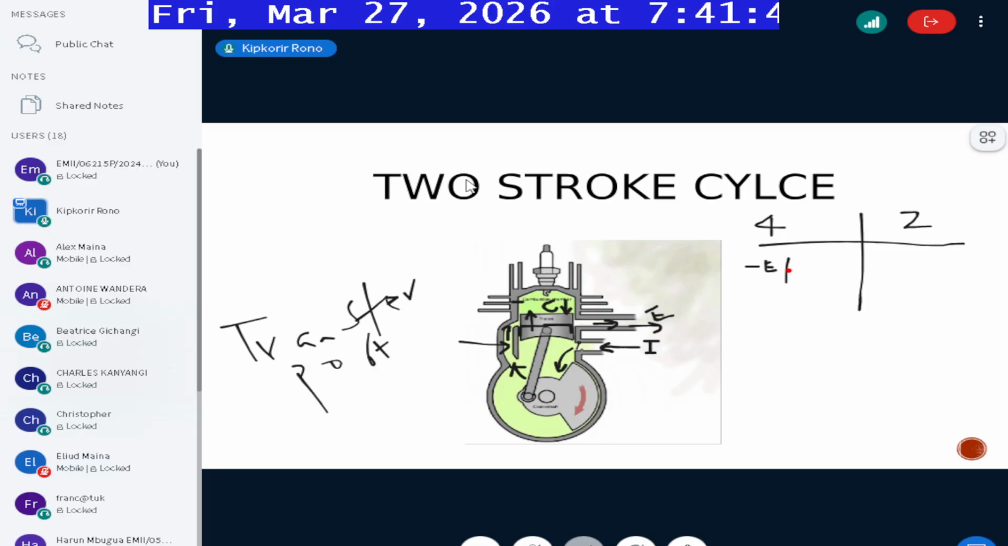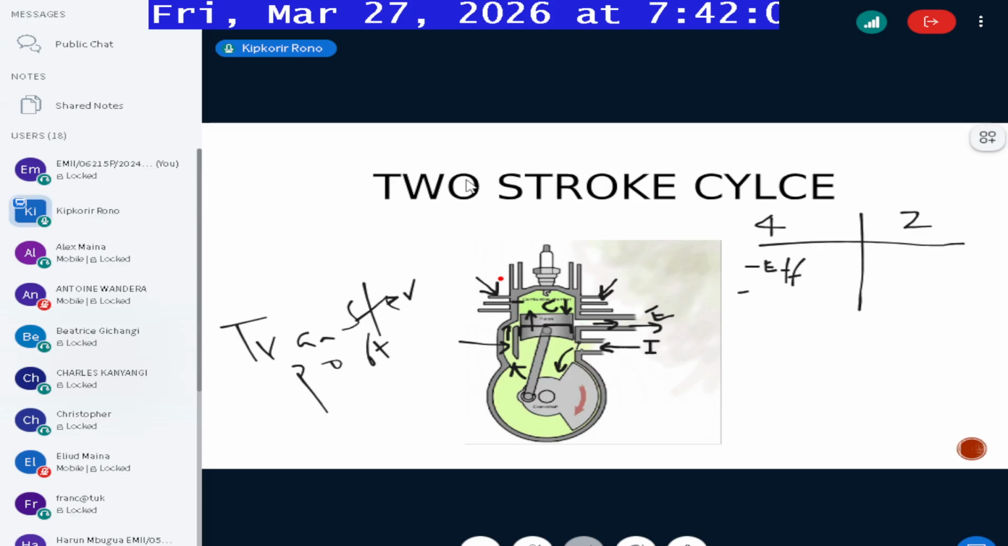Compare them in terms of power production per unit mass, or how much power is produced. Also in terms of maintenance, how easy is it to maintain. For example, you will see for these two-stroke, single-cylinder engines, they just have fins. These fins are normally used for air cooling.